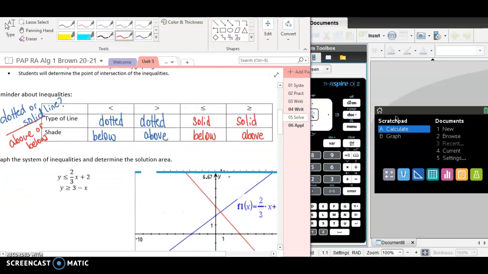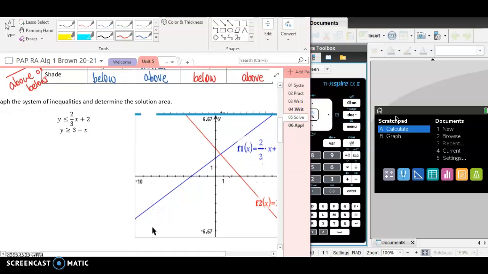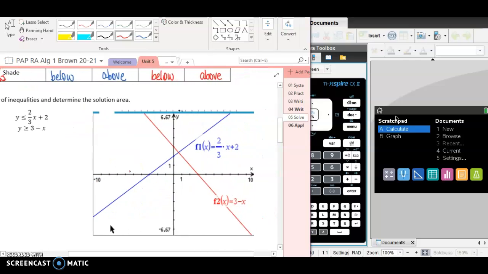Let's have a system of inequalities. And so we are going to determine the solution area, because remember, inequalities have a whole area. All right. So we have y is less than or equal to 2/3 x plus 2. So in your calculators, you're unable to graph an inequality whenever you have your test mode turned on. So I've graphed it as a line, okay? And then y is greater than or equal to 3 minus x. So I've graphed that one as a line, okay?